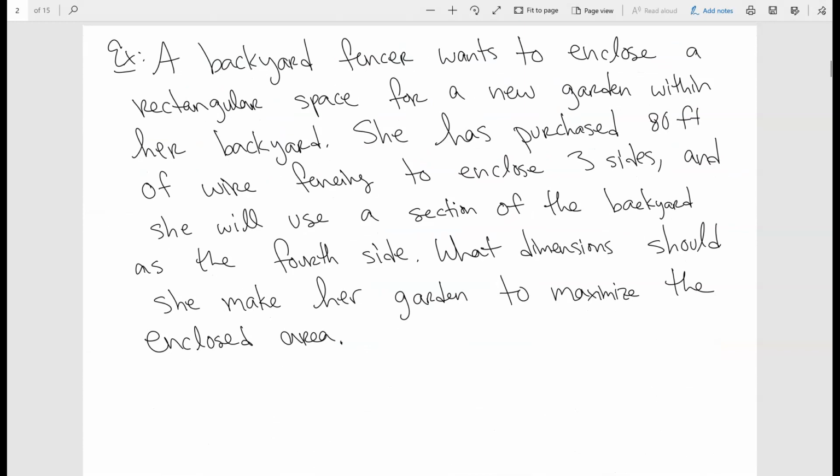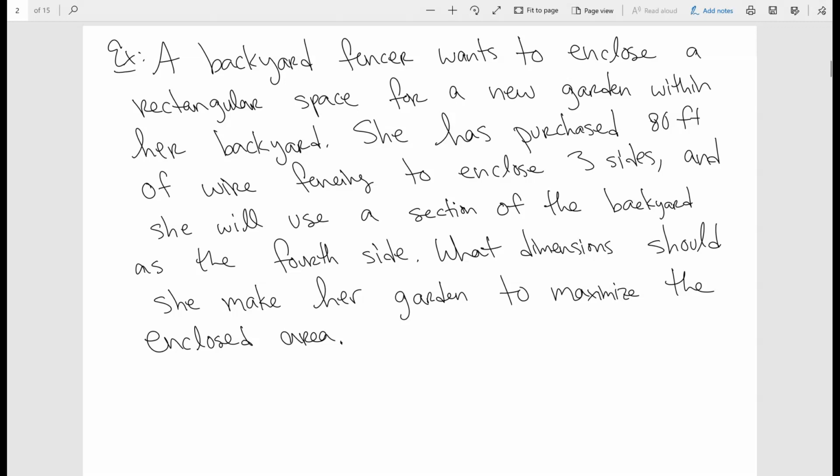Okay, so here we are not going to be given an equation, and this is a really good problem because when you take calculus, you will have to come up with your own equations. So a backyard fencer wants to enclose a rectangular space for a new garden within her backyard. So she has purchased 80 feet of wire fencing to enclose 3 sides, and she will use a section of the backyard as the 4th side. So what dimensions should she make her garden to maximize the enclosed area?